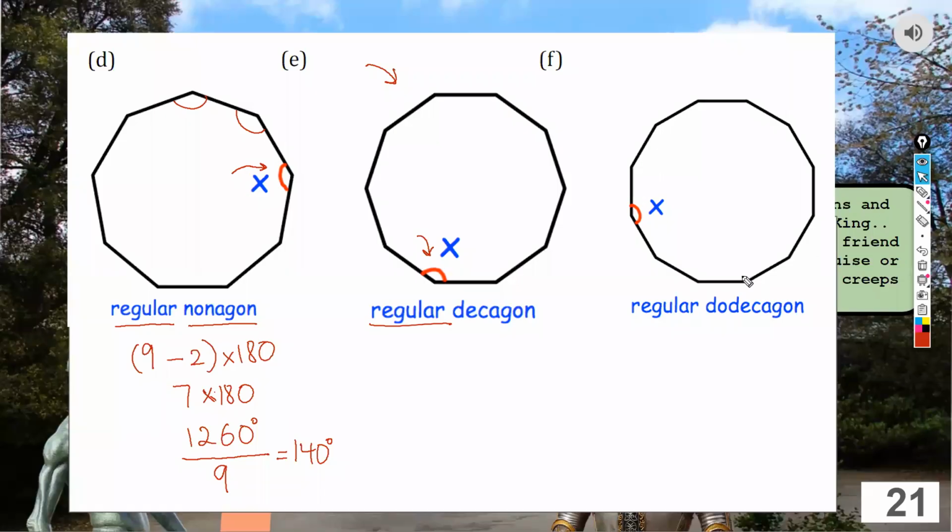Now it's a decagon, right? So it's 10 minus 2 multiplied by 180. So that's 8 multiplied by 180. Let's see, 8 by 180 is 1440 degrees. So when you add up all the angles, you're going to get 1440. We divide it by 10 to get how much? 114 degrees. Simple, simple stuff.